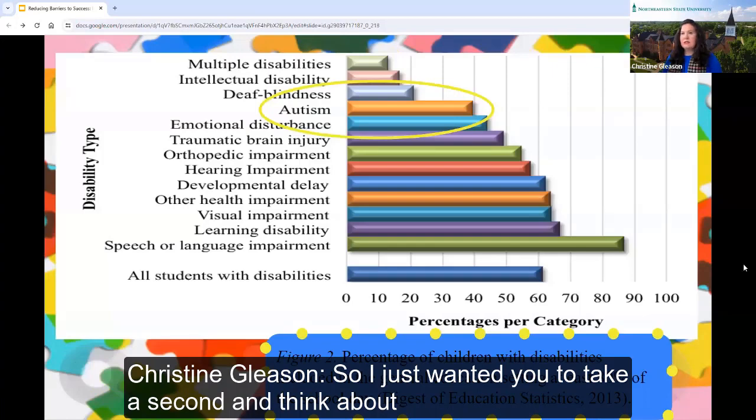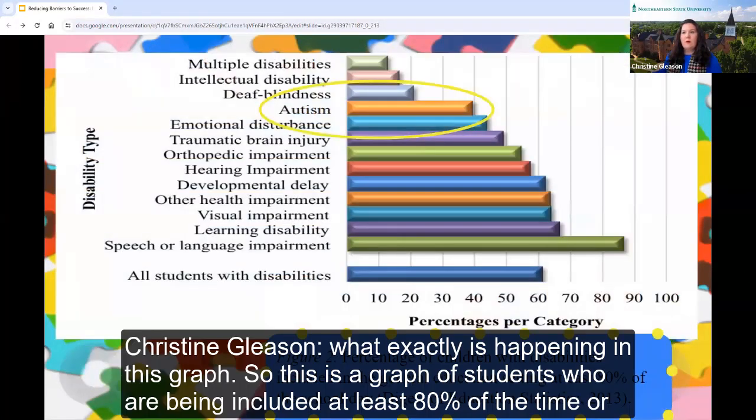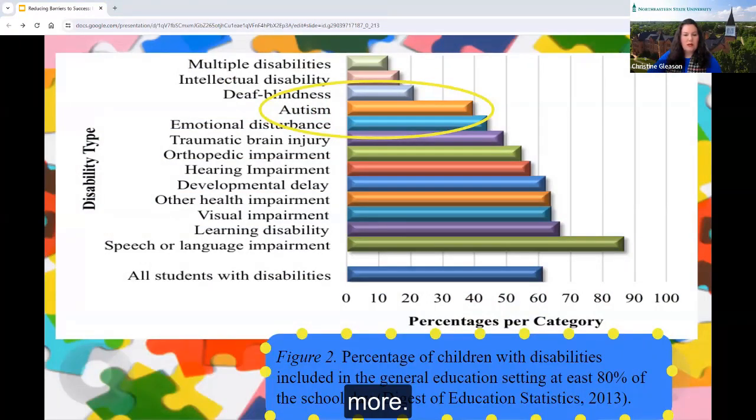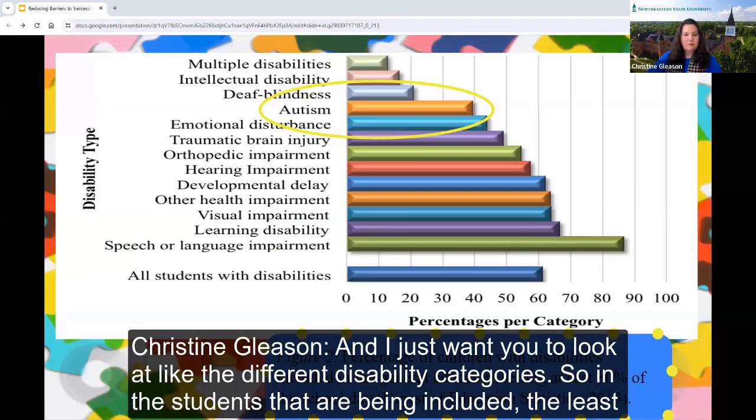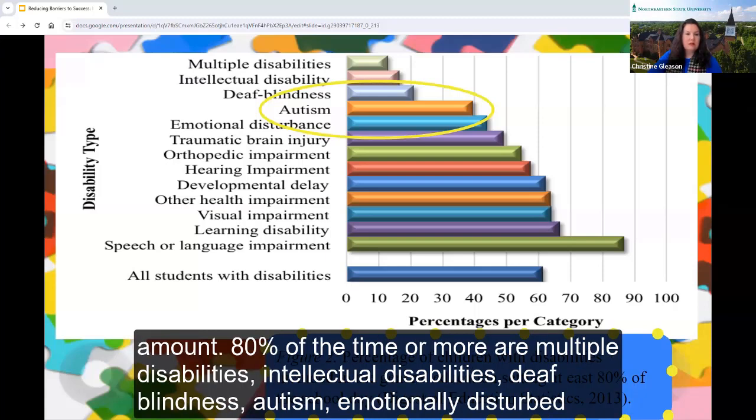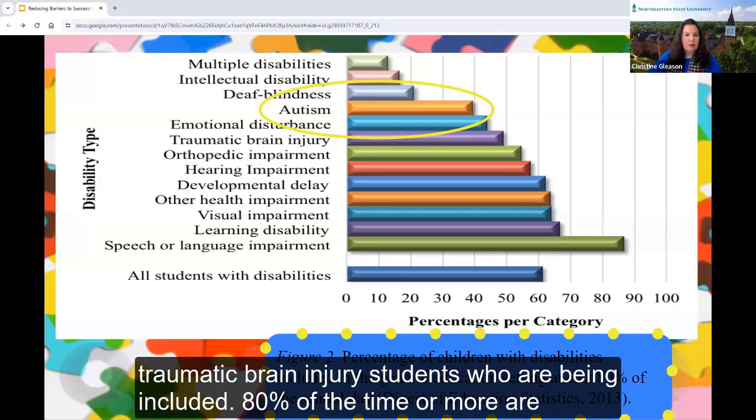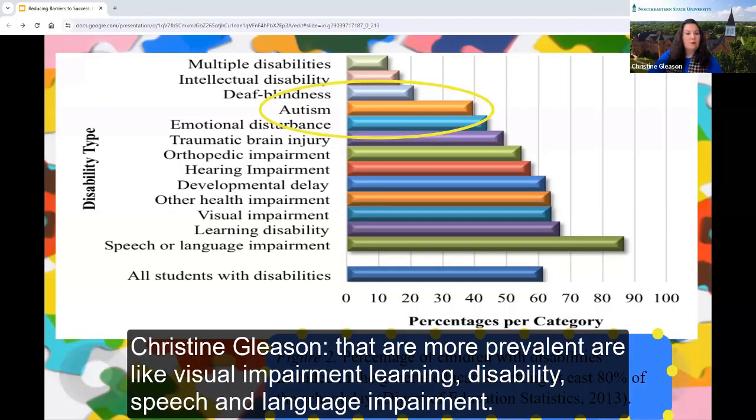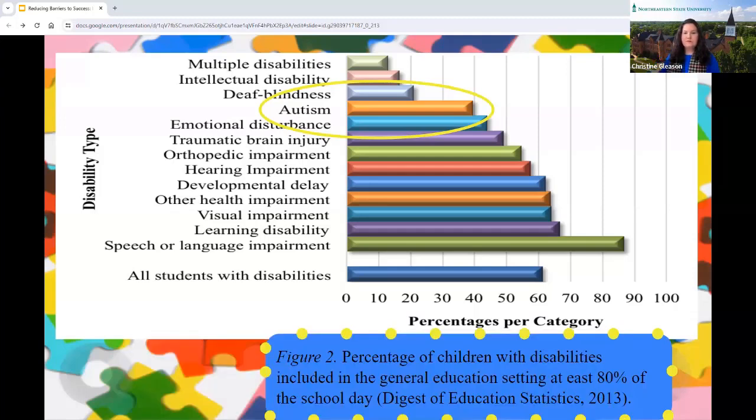I just wanted you to take a second and think about what exactly is happening in this graph. This is a graph of students who are being included 80% of the time or more. I want you to look at the different disability categories. The students who are being included the least, 80% of the time or more, are those with multiple disabilities, intellectual disabilities, deaf-blindness, autism, emotional disturbance, and traumatic brain injury. Students who are being included 80% of the time or more and are more prevalent are those with visual impairment, learning disability, and speech and language impairment.